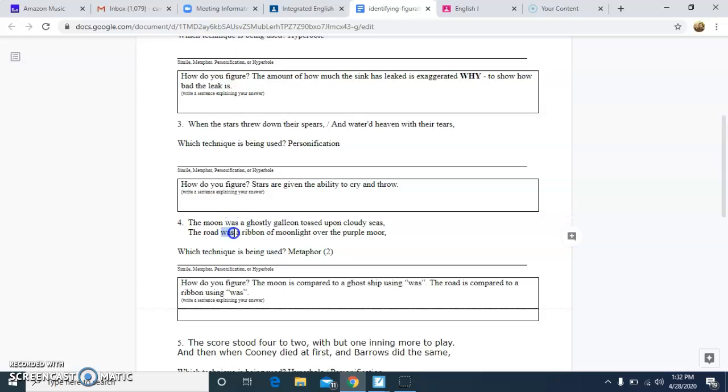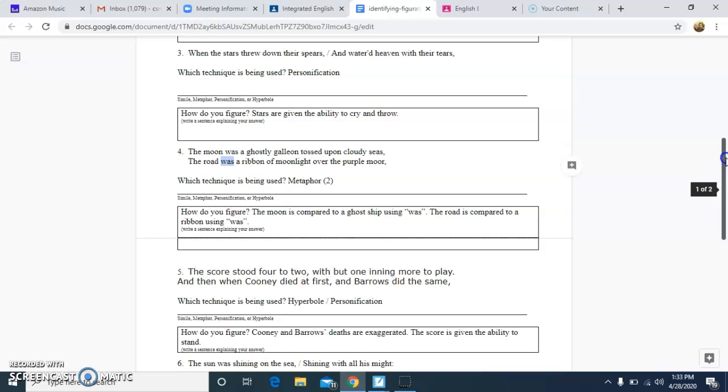Here's the other metaphor. So we have to explain what's being compared to what using what. In the first line, the moon is compared to a ghost ship using the keyword was. In the second line, the road was a ribbon of moonlight. The road is compared to a ribbon using the word was. So again, that's how that would work. We want to make sure we explain what's being compared to what whenever it's a metaphor or a simile.